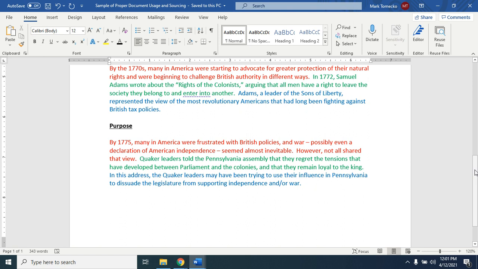So again, why are they saying this? Why are they giving this address to the legislature? Well, they're trying to stop the Pennsylvania legislature from going down this road to independence and war. Like I said, it looks like it's going to be inevitable. Can they stop at least their colony from taking this fateful step? That's their purpose in giving this speech, okay?